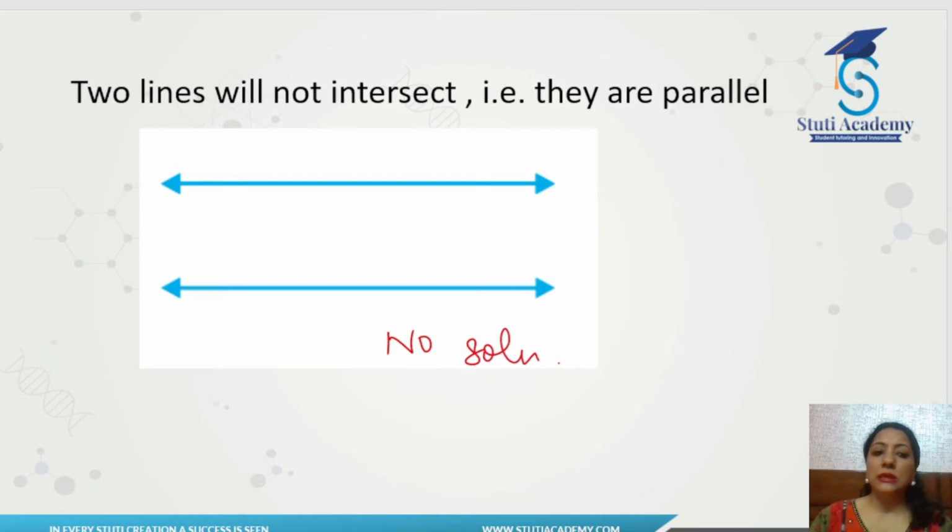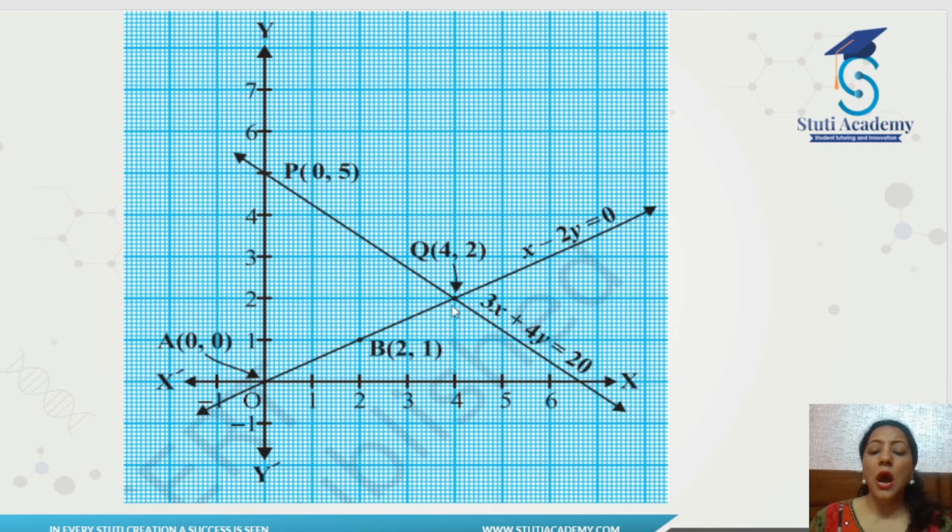Now in yesterday's class, we had also learnt how to draw the graphs of linear equations in two variables. Like in this case, we had drawn graph and we realized that the lines are intersecting. Here the point of intersection is solution of the equations. So this is going to satisfy both the equations simultaneously.